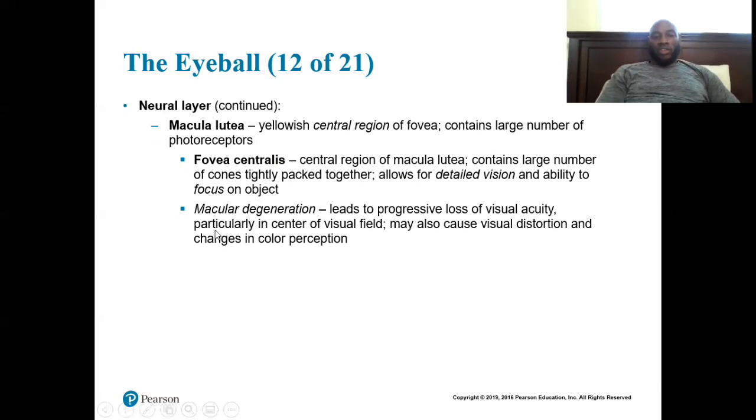We have this term called macular degeneration, a progressive loss of visual acuity, particularly in the center of the visual field. It may also cause visual distortion and a change in color perception. We'll talk about that more in a little bit, but obviously everybody knows your eyesight degenerates, especially as you get older, but it can degenerate for other reasons as well.